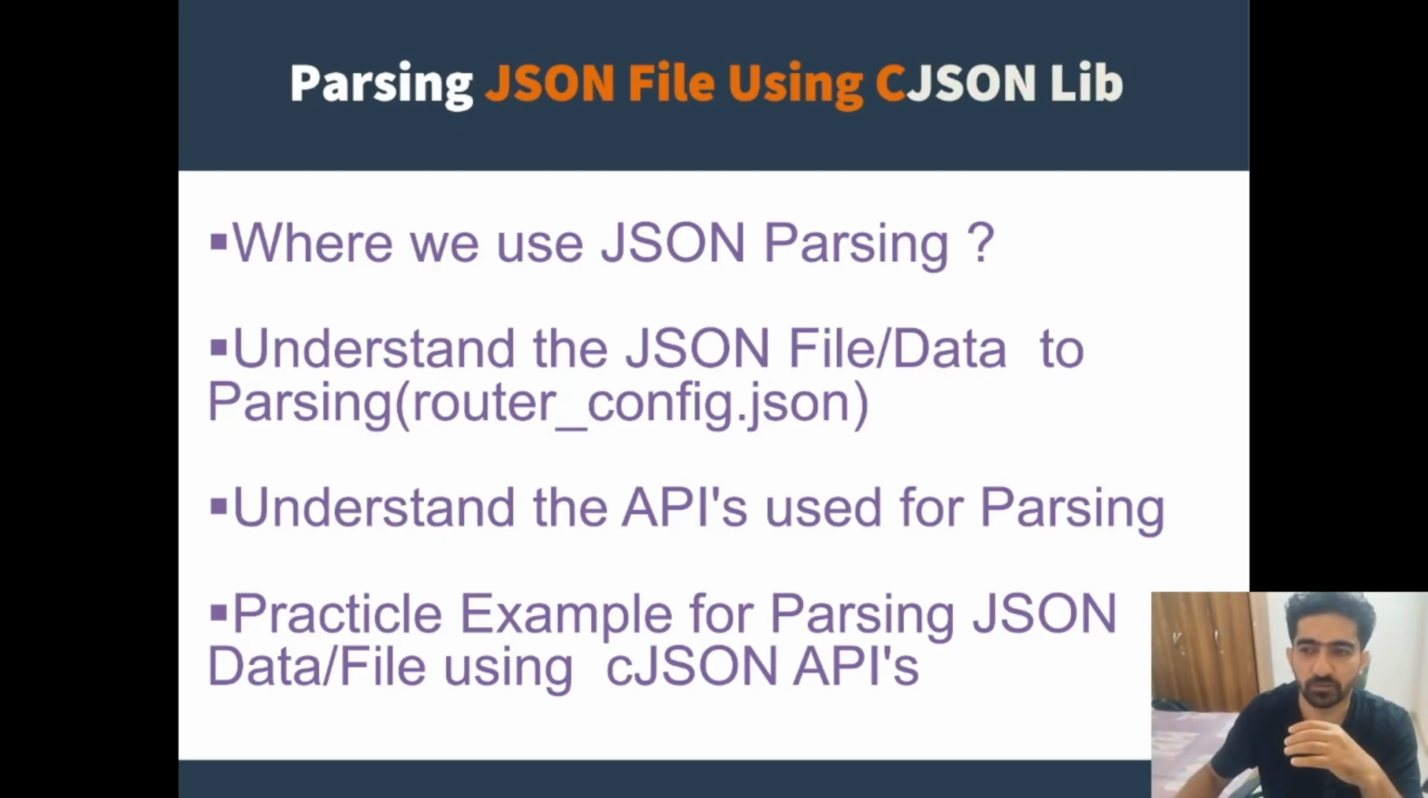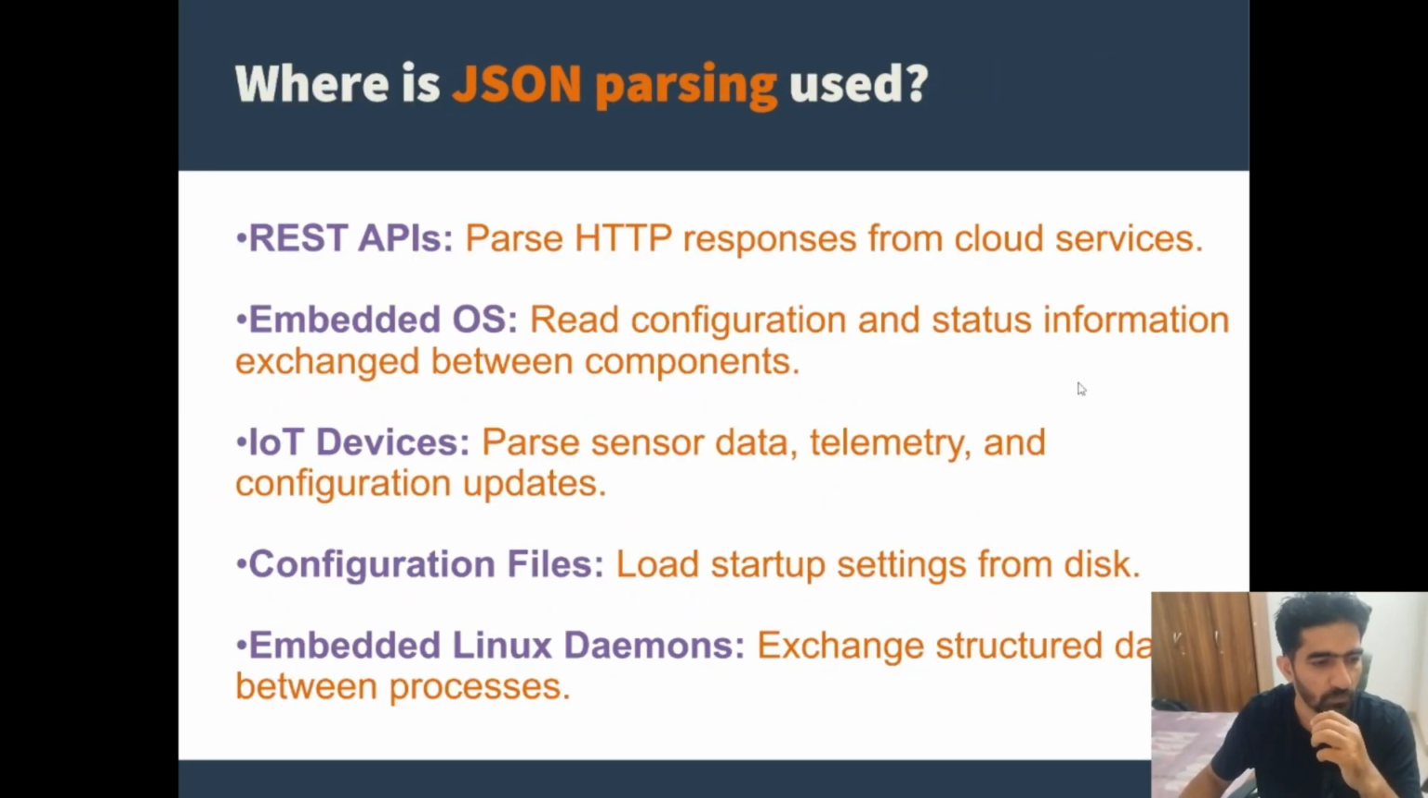So let's start with the first thing: where we use the JSON parser. Here are the various ways where JSON parsing is useful. First is REST APIs. For example, we have some web server or some cloud service which is communicating through REST APIs, and we are parsing that HTTP response using the cJSON APIs.